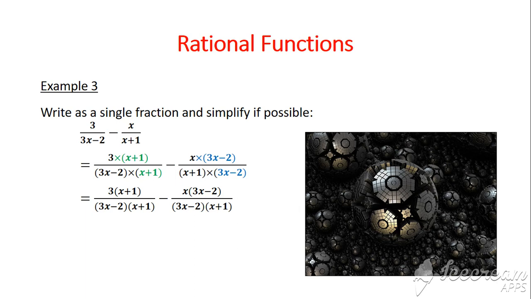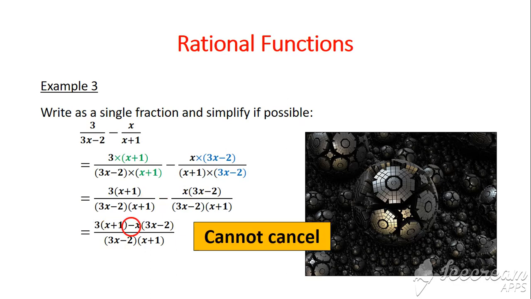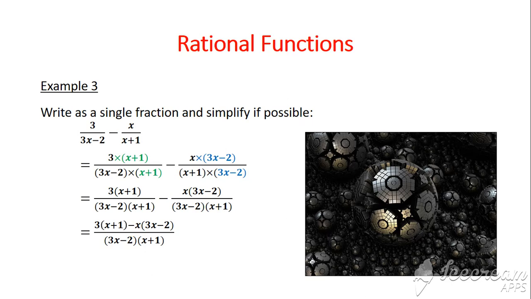Now, we're going to simplify it down to this, and we're going to do our subtract. So on the top, we're going to have 3 bracket x plus 1 subtract x bracket 3x minus 2. And on the bottom is our common denominator, which is 3x minus 2 in brackets, x plus 1 in brackets. Now again, wish we could cancel, but that minus stops us cancelling. So the only thing we're probably able to do is expand everything out and simplify it.